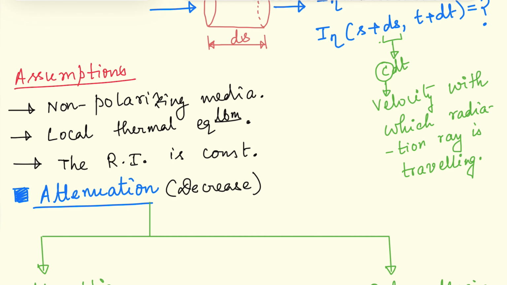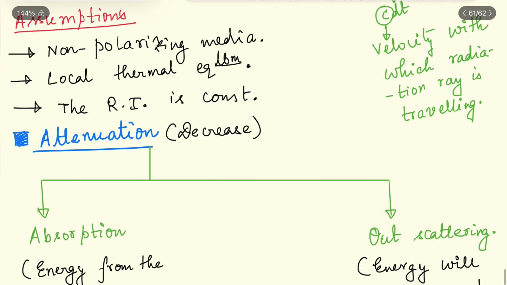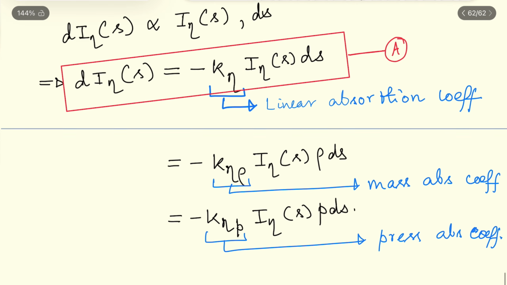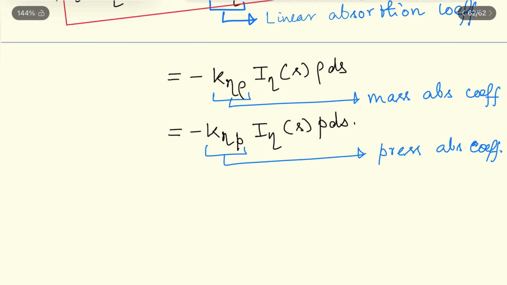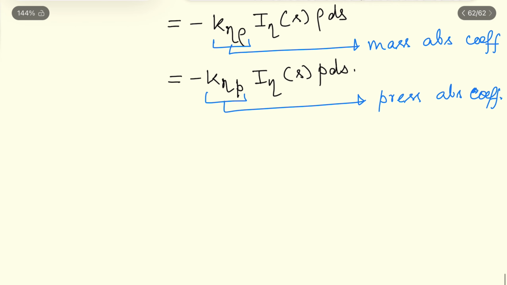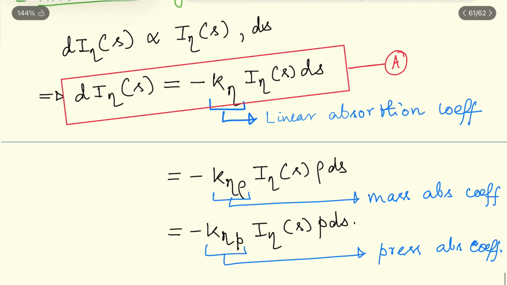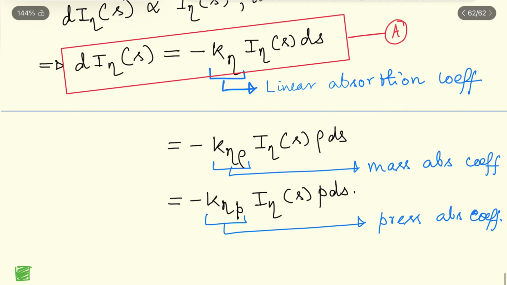Now these assumptions have some significance. I will only talk about the significance of local thermal equilibrium, that is LTE. For the time being I don't have time to discuss the other two assumptions. For this reason I keep telling you that this course is not a very advanced one; it is an intermediate one. So, attenuation by absorption.